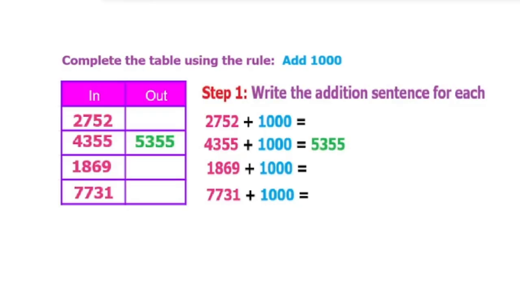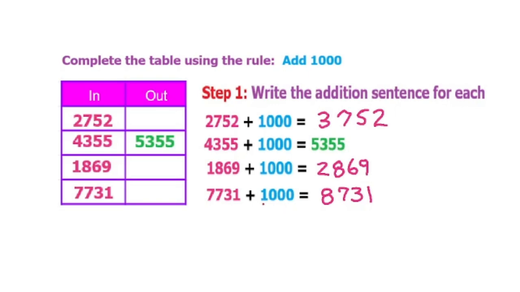So when you add 1000 to 2752, it's going to be 3752, right? And then if you add 1000 to 1869, you add a 1000 here, it's going to become 2869. Then when you see this one, 7731, you add 1000 to it and it becomes 8731.